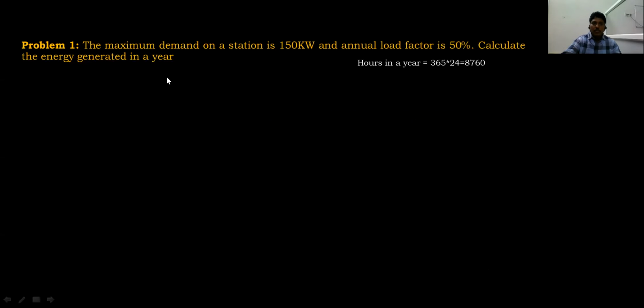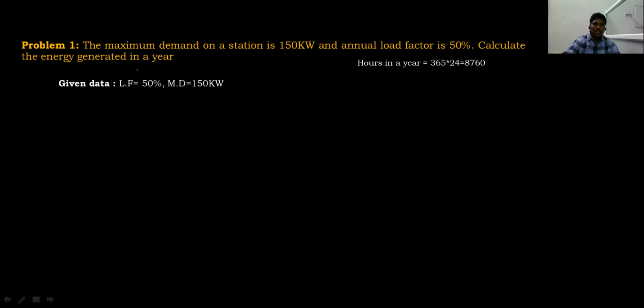The first problem: the maximum demand on a station is 150 kilowatts and the annual load factor is 50%. Calculate the energy generated in a year. Say, for example, the number of hours in a year is 365 into 24, which is equal to 8760 hours per year. Here, in the given data, maximum demand and load factor are given. We need to find the energy generated in a year.